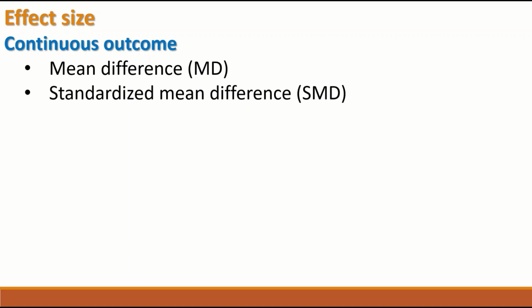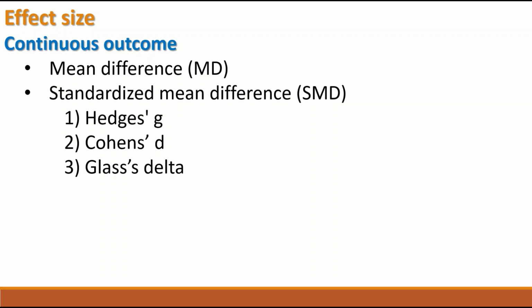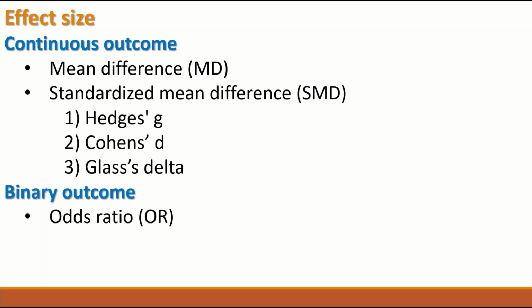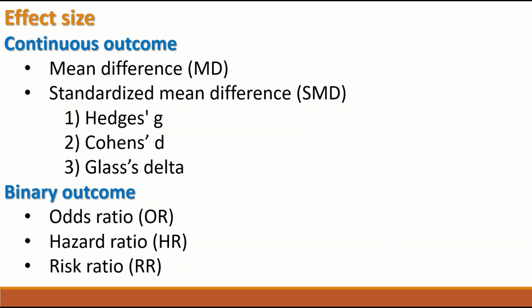So the effect size can be calculated when the outcome is continuous. Then the mean difference can be calculated, and that will represent the effect size, or a standardized mean difference can be calculated. There are several subtypes for the standardized mean difference. The first one is the Hedges G, the second one is the Cohen's D, and the third one is the Glass's delta. Those are the most common SMDs used in practice when performing meta-analysis. However, when the outcome is binary, which is not continuous, then the researcher will use an effect size estimate such as the odds ratio, the hazard ratio, or the risk ratio.